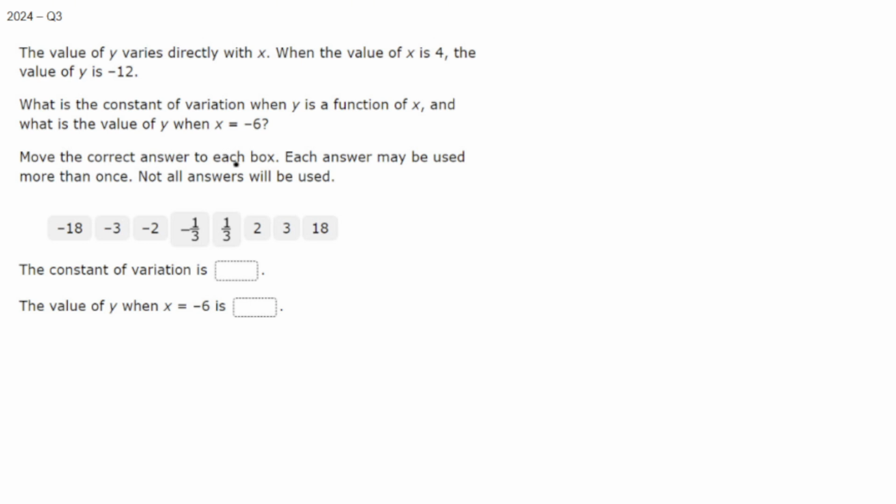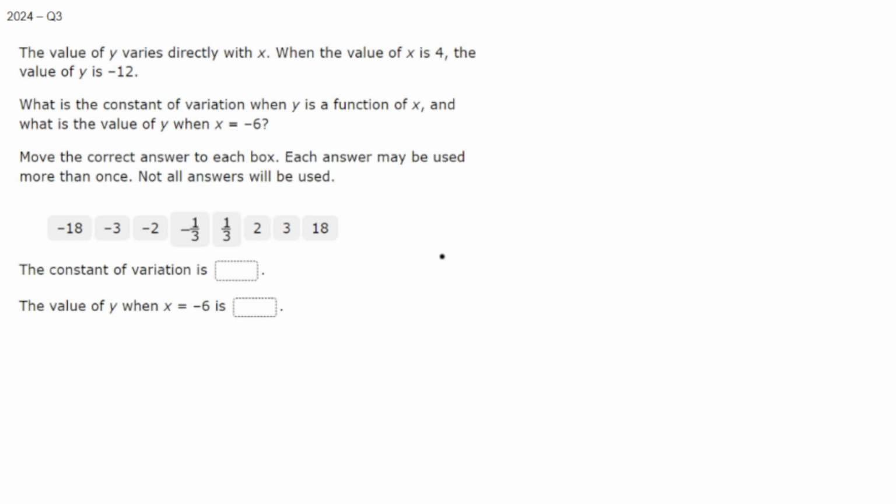Move the correct answer to each box. Each answer may be used more than once. Not all answers will be used. It gives us our answer choices. The constant of variation is blank. The value of y when x is equal to negative 6 is blank.